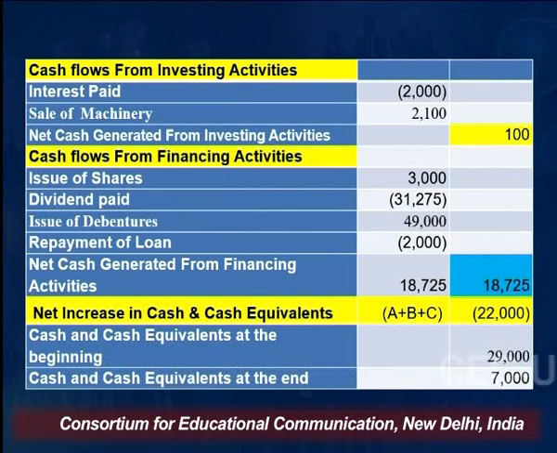So after adding and subtracting, we got the cash generation from financing activity with an amount of rupees 18,725. And here comes the point of aggregation, where we try to find out the net increase or decrease in cash and cash equivalents after adding the cash generated and used from all three activities, that is A, B and C. There is a net decrease of cash of rupees 22,000. So you have lost 22,000 rupees in all three activities. That is why the amount is put in bracket, and you had an opening balance of rupees 29,000. So after adding that, you come up with the cash and cash equivalent of rupees 7,000 at the end. So this was the first part of the question, where we have prepared the statement of cash flow.